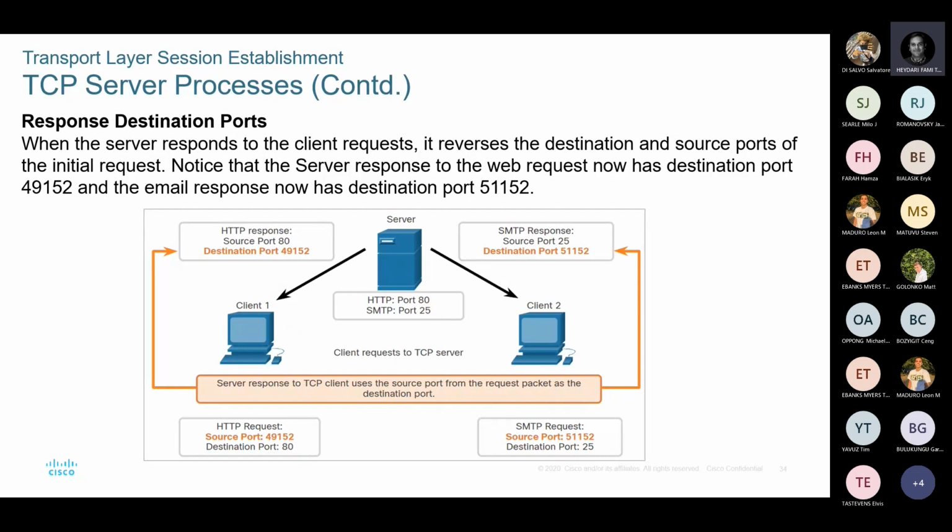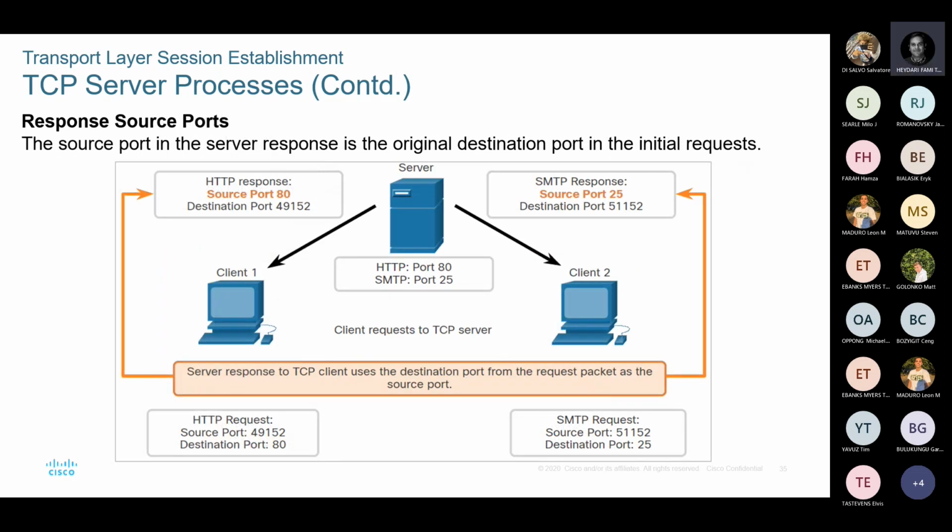Now if I go to the next slide, when you see the response from the server, the positions of source and destination ports are swapped. The random source port for the request from left to right now becomes the destination port in the response from the server. And the destination port for the query, which was 80, now becomes the source port. And a similar change applies for SMTP.